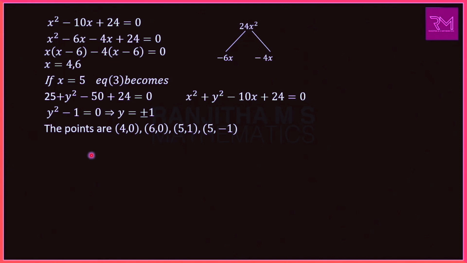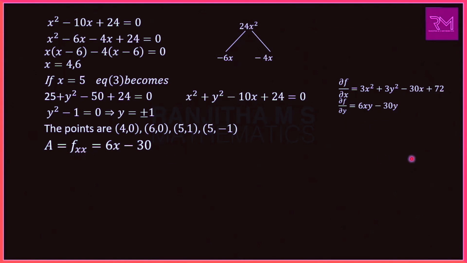After finding the points of intersection, we have to find the A, B, C values. For that, del f by del x is 3x square plus 3y square minus 30x plus 72. Del f by del y is 6xy minus 30y. Here A is del square f by del x square. Here 3x square differentiation is 6x, and this value becomes 0, minus 30. Hence we get 6x minus 30 as A.